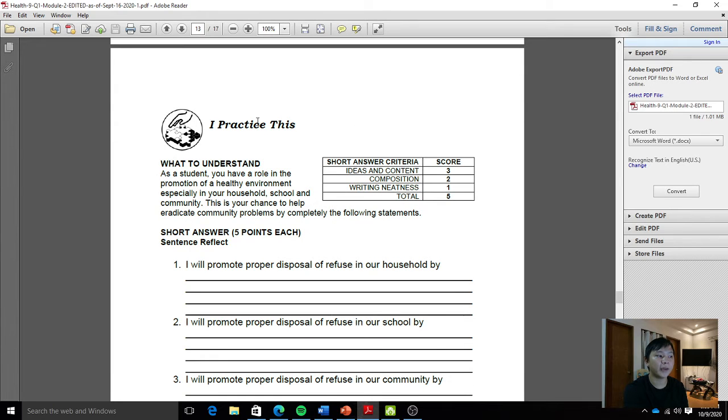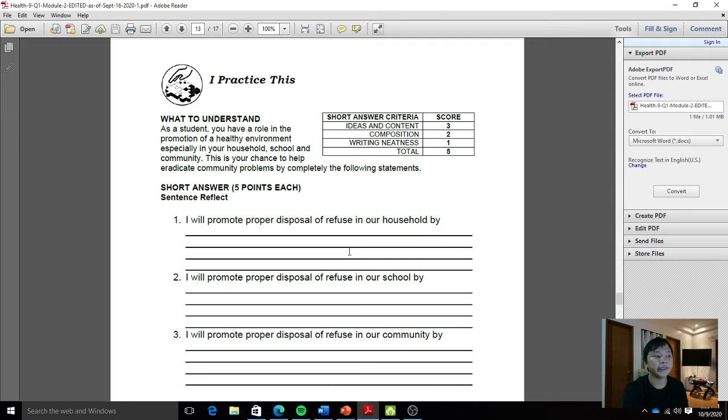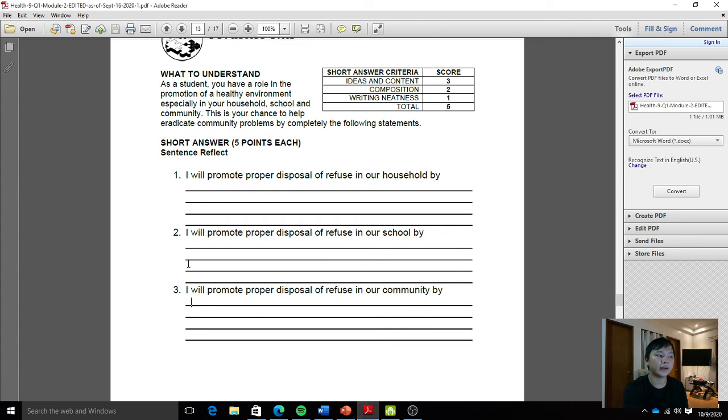Next, we have I practice this. What to understand: as a student, you have a role in the promotion of a healthy environment, especially in your household, school, and community. This is your chance to help eradicate community problems by completing the following statement. You just need to continue the statement. Write I practice, then number your paper 1, 2, and 3. Copy the question, then answer.